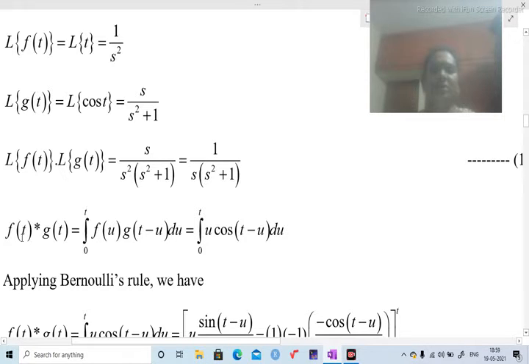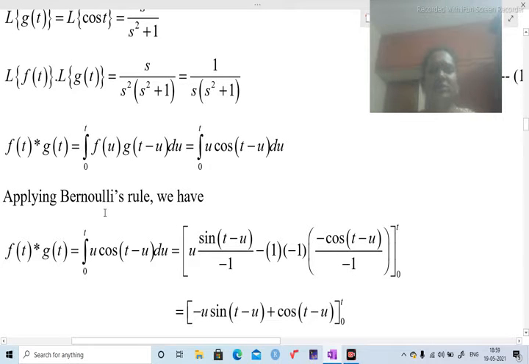Now I am going to find out the convolution of f of t and g of t. F of t star g of t equal to integration 0 to t f of u into g of t minus u du. F of u is u, g of t minus u is cos of t minus u du. Applying Bernoulli's rule, we have f of t star g of t equal to integration 0 to t u into cos of t minus u du.